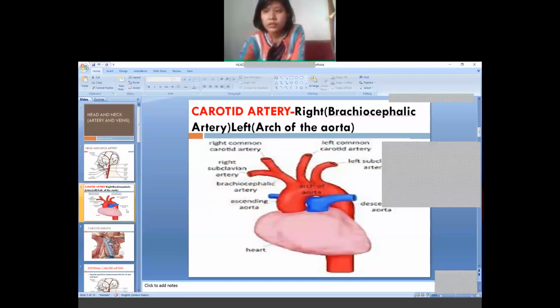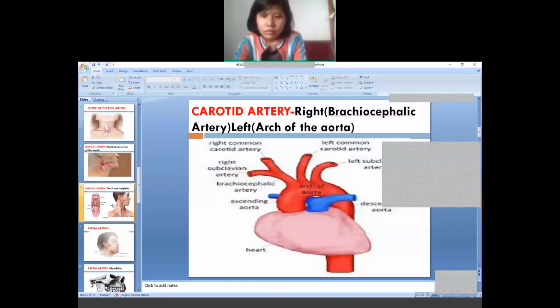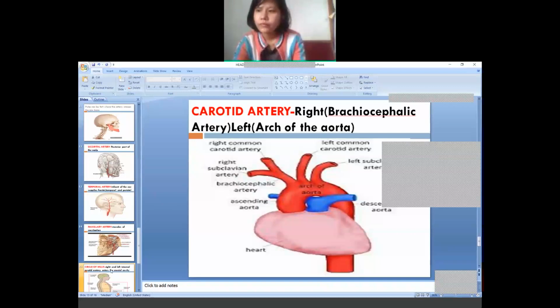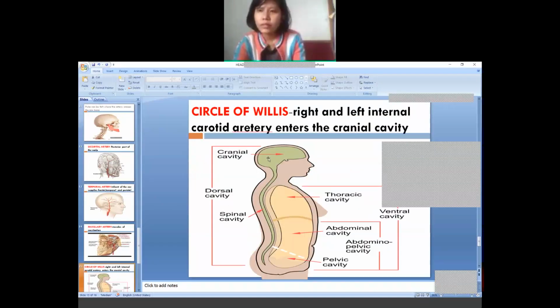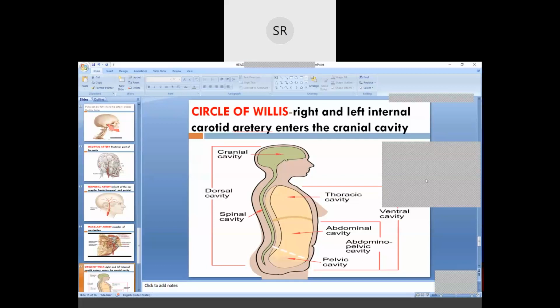Okay, let me show you. So circle of wheels, they start from here. That is the right and the left common carotid artery. Understand, Senkamchi? Right and the left. And they go to where? They go to the cranial cavity. So this is the cranial cavity. Understand? It starts from the right and the left internal carotid artery and enters the cranial cavity. Okay.